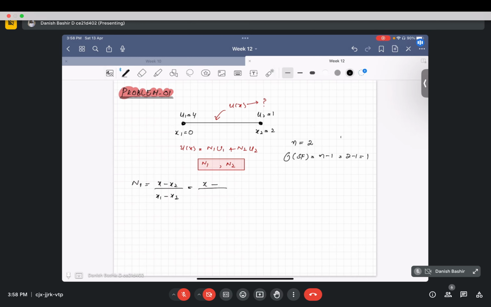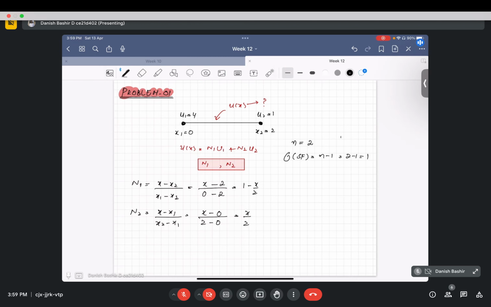x2 is equal to 2 and x1 is equal to 0, minus x2 equals 2. So N1 is 1 minus x by 2. Similarly, N2 will be equal to x minus x1 divided by x2 minus x1. So it will be x minus x1, which is 0, divided by x2, which is 2, minus 0. It will be x by 2.